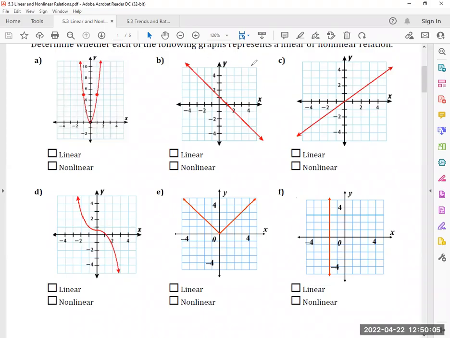Determine whether each of the following graphs represents a linear or nonlinear relation. This one. Yes or no? Thank you. Check. That's it. I think that's self-explanatory. I'm not going to go any further. B. Someone else? All right, it's not supposed to be a trick question. Someone else? Oh, Ethan? Yes.